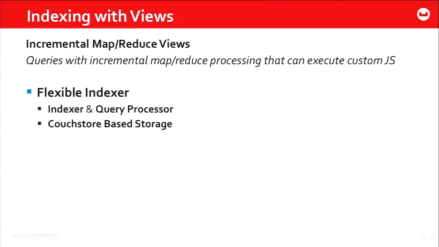So let's start with the thing you know, which is the views and the view indexer. I'll describe this. The spatial view indexer is very similar in the way it operates. It just happens to build a different type of index for this capability. So there are two components: the indexer and then the query processor with the incremental MapReduce views that we have. There's also CouchStore that is responsible for storing that information.